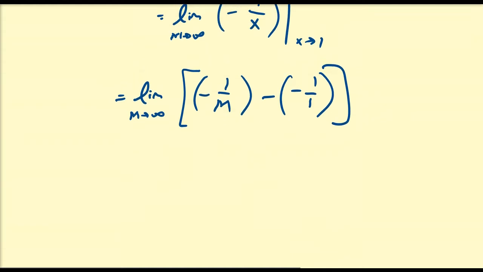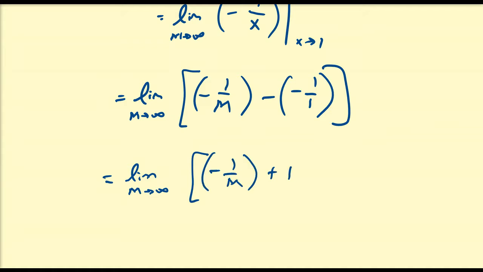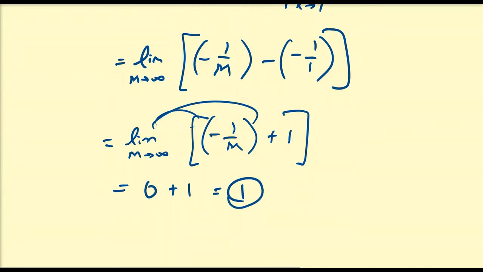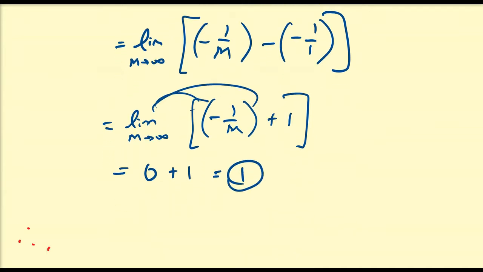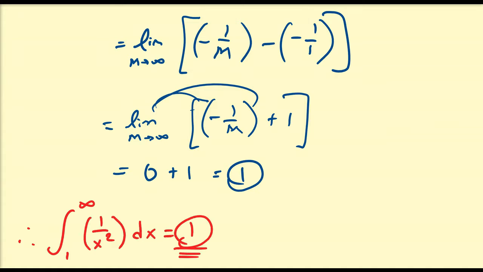So what is this equal to? It's going to be equal to the limit as m goes to infinity of minus 1 over m plus 1. Now we can apply our limits. Minus 1 over m we know goes to 0, so this is 0 plus 1, which is equal to 1. Therefore, the integral from 1 to infinity of 1 divided by x squared dx is just equal to 1.